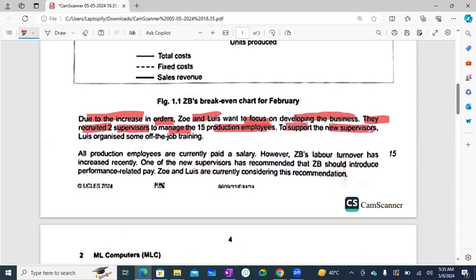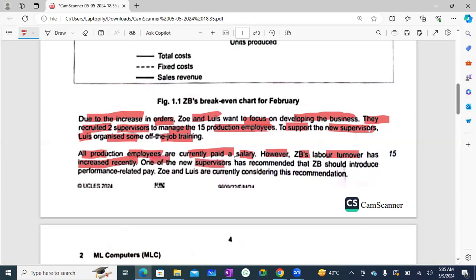To support the new supervisors, Lewis organized some job training, and all production employees are currently paid a salary. However, ZB's labor turnover has increased recently. If it is increasing, there might be different reasons behind that. Maybe this is happening because they are having low pay. Maybe this is happening because of the poor leadership style of Zoe and Lewis. There are different reasons behind this.